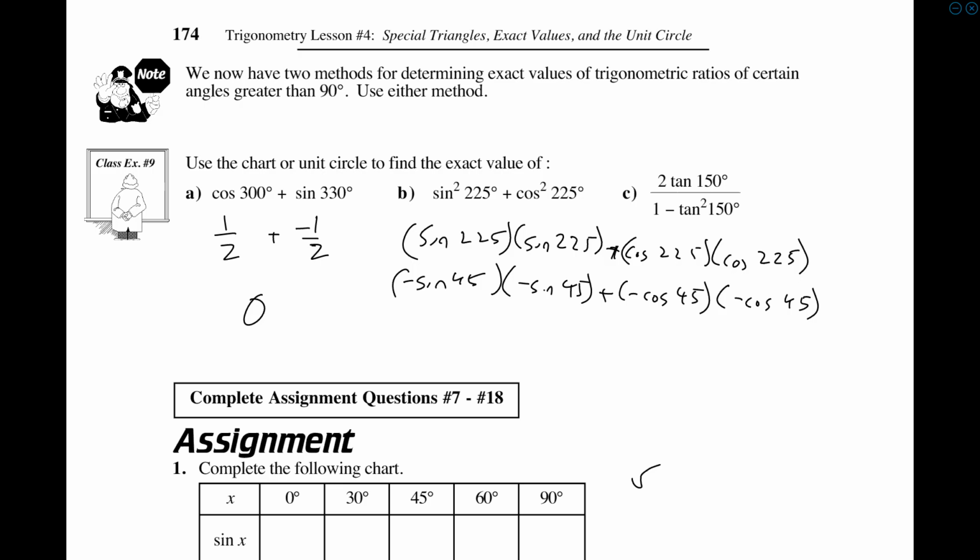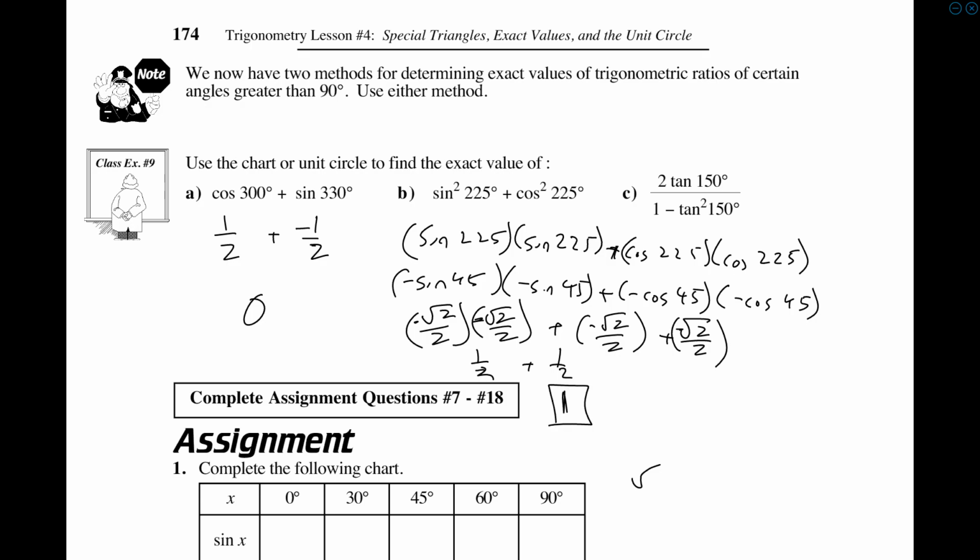Tan squared. No, for the other one, it's 2 times. Oh yeah, true. I was thinking for B.